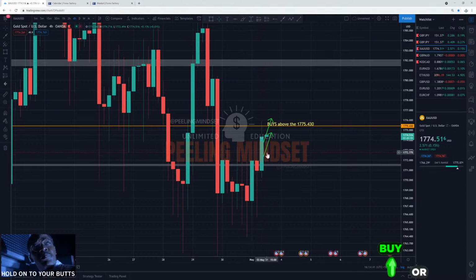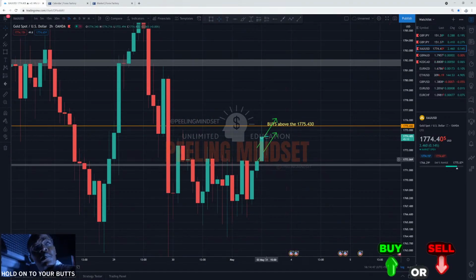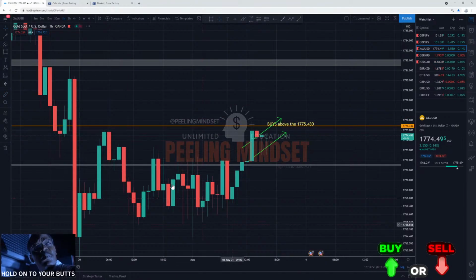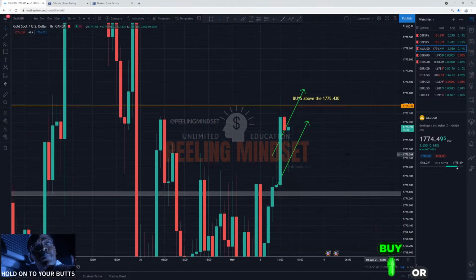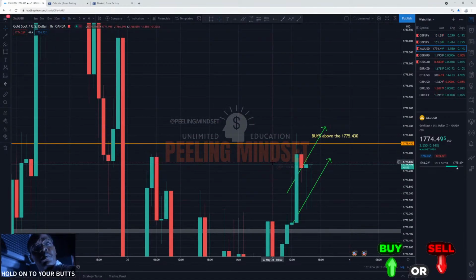The current 4-hour is bullish now and has grabbed its liquidity on the downside. 4-hour is looking good. 2-hour is looking good for filling the wick on the left-hand side. So let's just wait and see what happens. Definitely buys are looking prettier in gold.